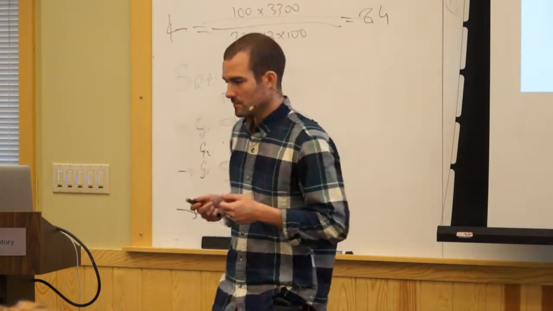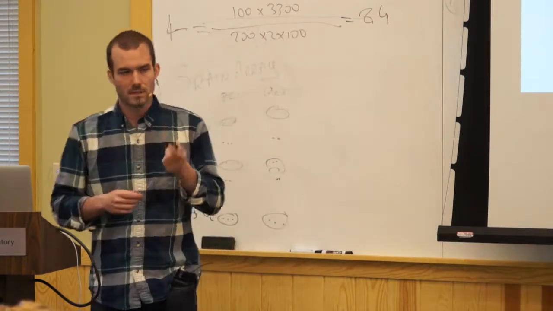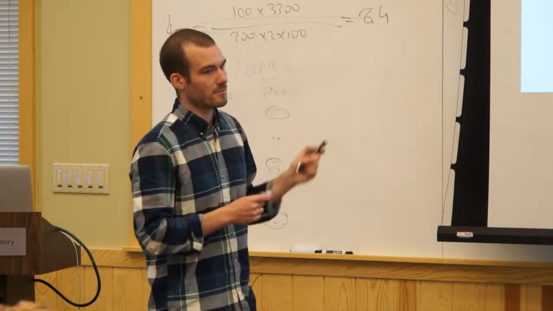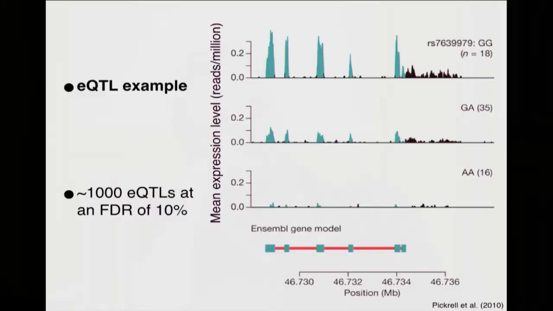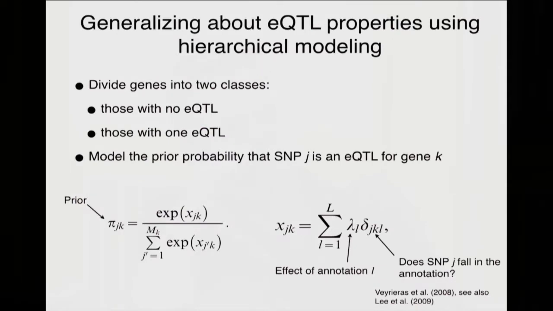Okay. And so we found 1,000 EQTLs, that's all great. What we're really interested in doing is what can we do with that? Can we learn anything about gene regulation? And so what are the general properties of EQTLs?